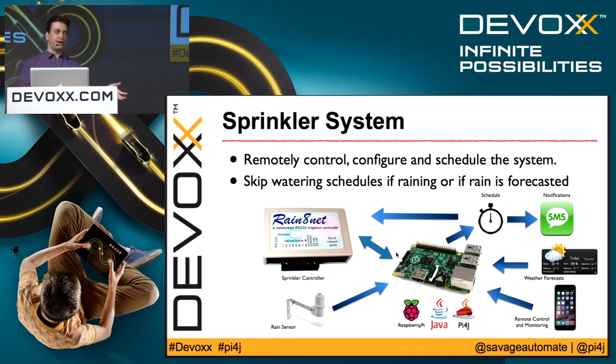Maybe I want to be aware if it has rained, so I need some kind of a rain sensor so that I'm not wasting water. And perhaps I even want to add the intelligence to go out and check the weather and say if it rains in the forecast, if there's a certain percentage chance of rain, let's go ahead and skip watering because more than likely I don't need to. And then be able to control and configure and schedule that from my smartphone, which would be awesome.